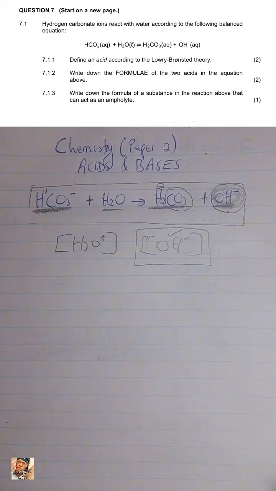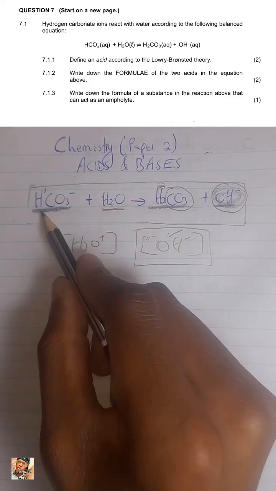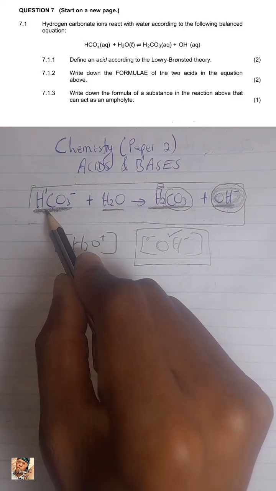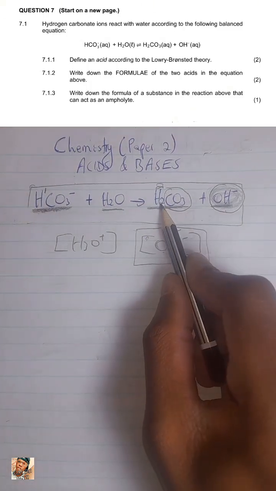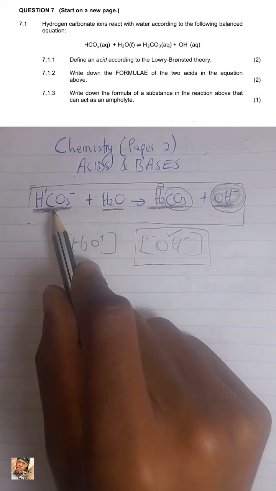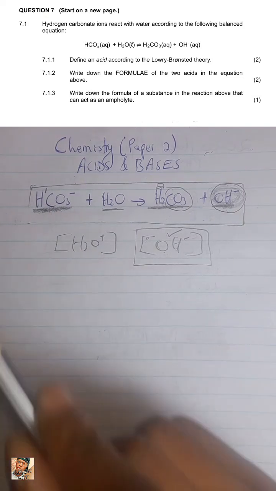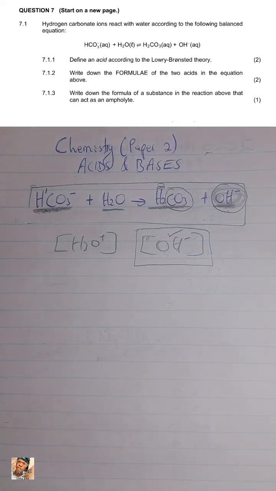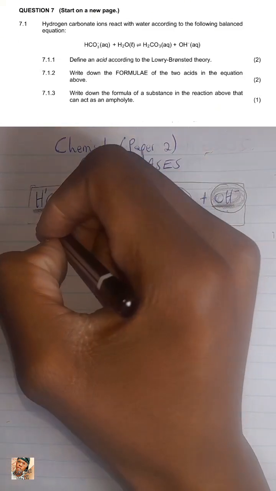It has accepted a proton, or a hydrogen ion, to become hydrogen carbonate and no longer an ion, right? So that means that this must be the proton acceptor. According to Lowry-Bronsted, a proton acceptor is a base. That means this must have been the base in this equation.